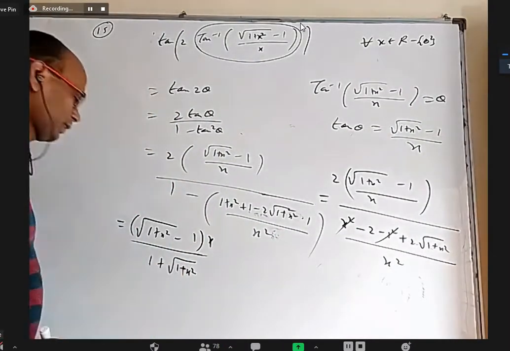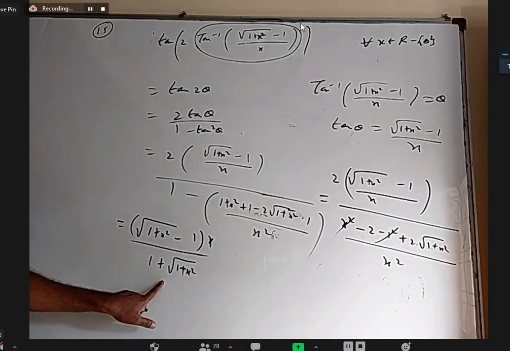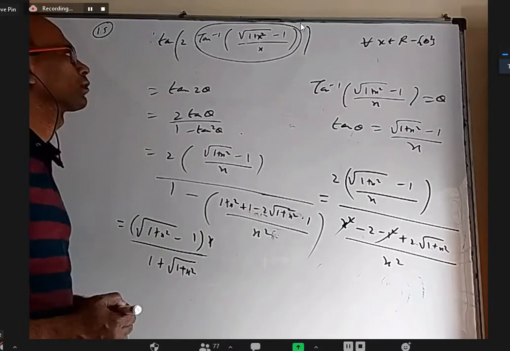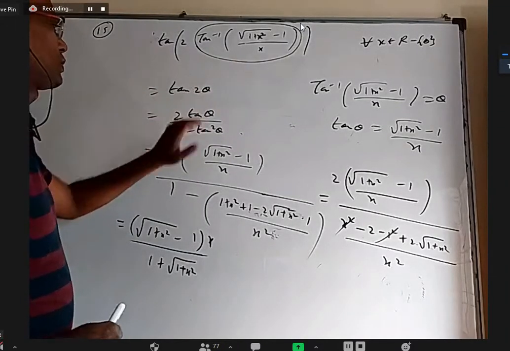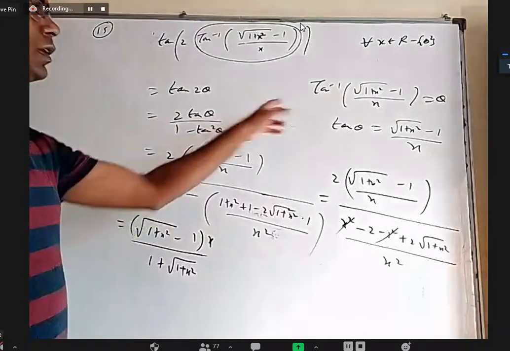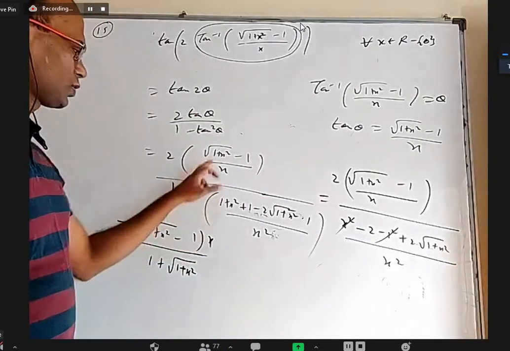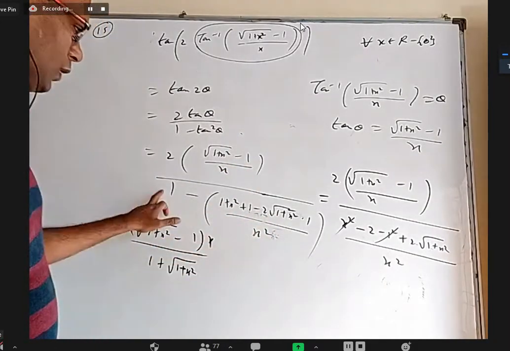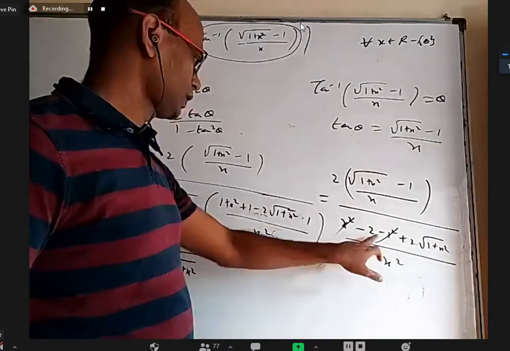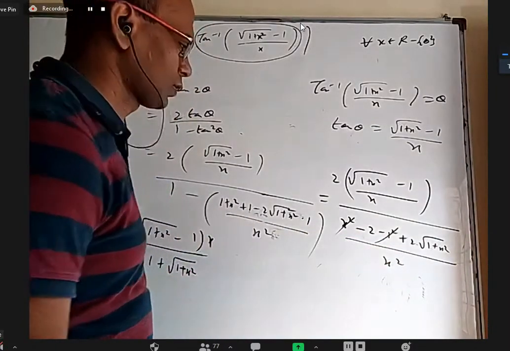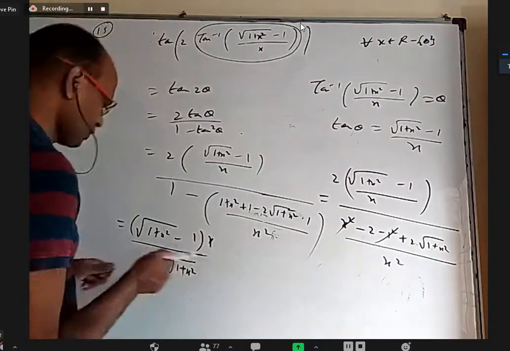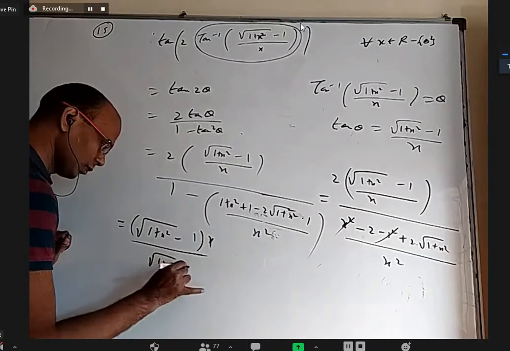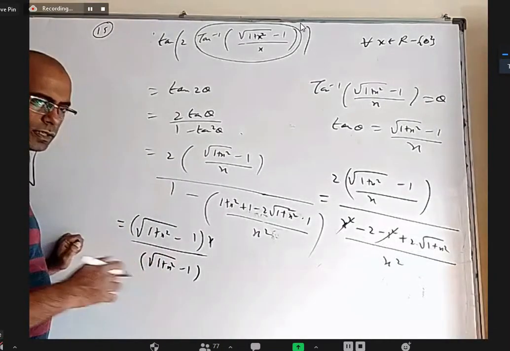Now, how to do this? I want to rationalize this. I took this as theta, tan 2 theta, 2 tan theta by 1 minus tan square theta. Tan theta is this. We substituted here. The square of that is 1 plus x square plus 1 minus 2 root 1 plus x square. This fine. X square minus 2 minus x square plus 2 root 1 plus x square root. Oh, this is minus 1, not plus 1. Directly cancel. This is root 1 plus x square minus 1. 2 times that, actually it got cancelled.